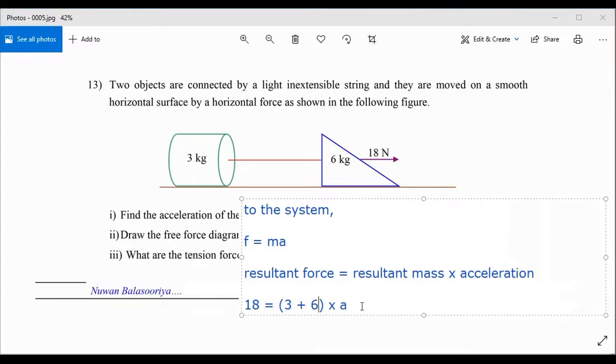Please write all the things as I have written and find the acceleration. Simple A. No need to draw a figure, the figure is there. Just write this equation and find the acceleration quickly, and send your answers to the Zoom chat.